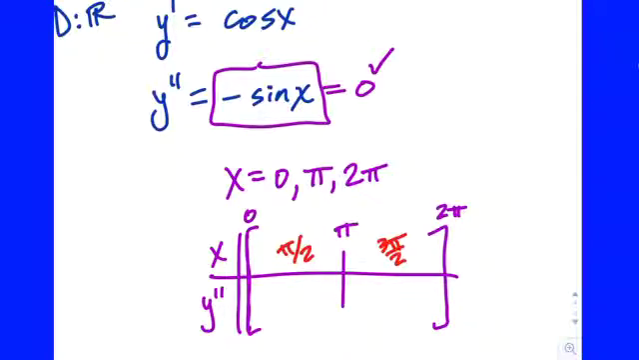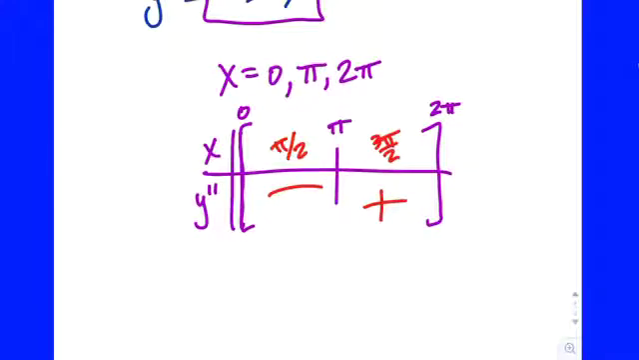We plug it back into the second derivative. So what is negative sine of pi halves? Well, sine of pi halves is positive 1 times the negative makes it negative. Sine of 3 pi halves is negative 1 times the negative makes it positive. So notice if you solve by multiplying both sides by negative and accidentally plug into the wrong thing, you're going to get the exact opposite of what you're supposed to get.